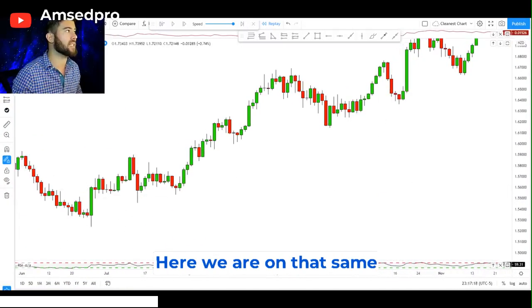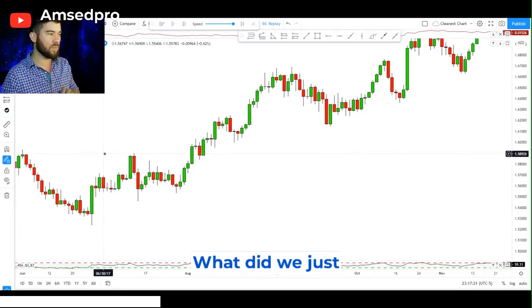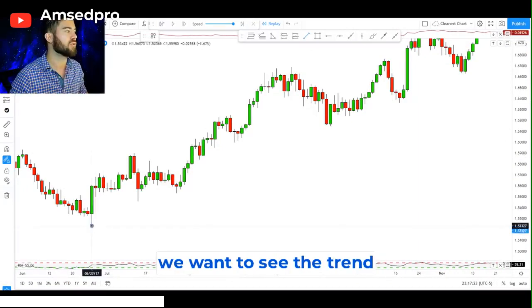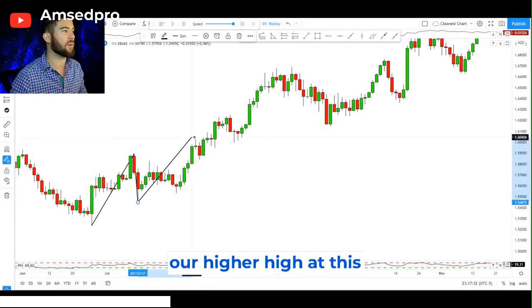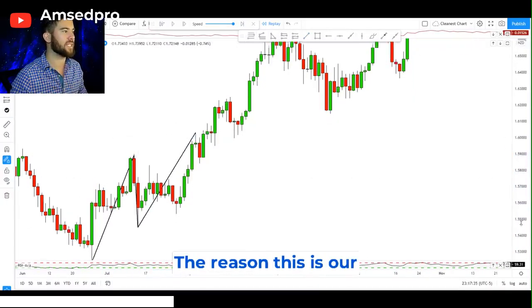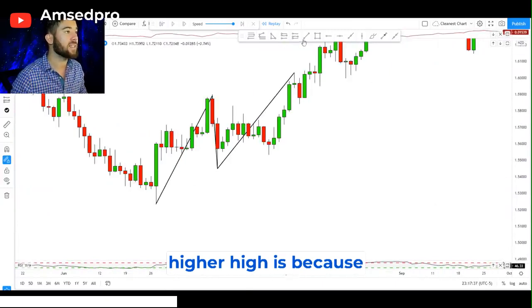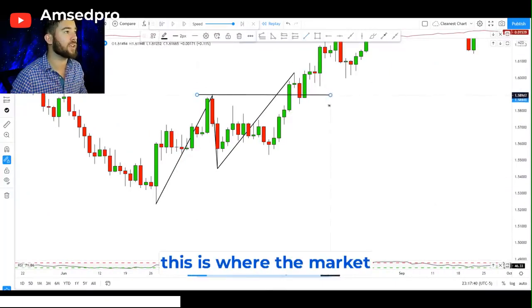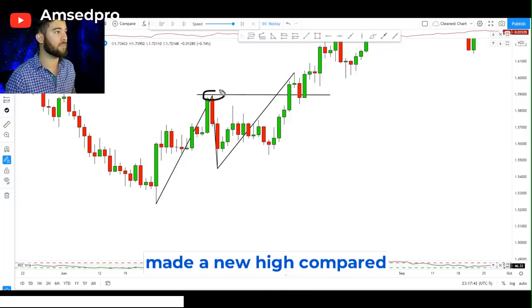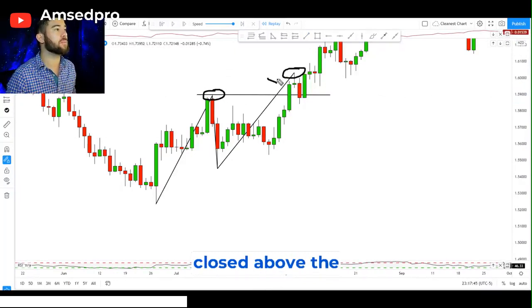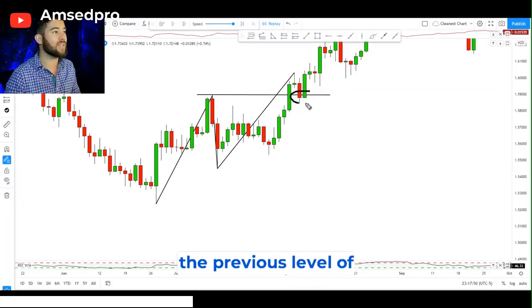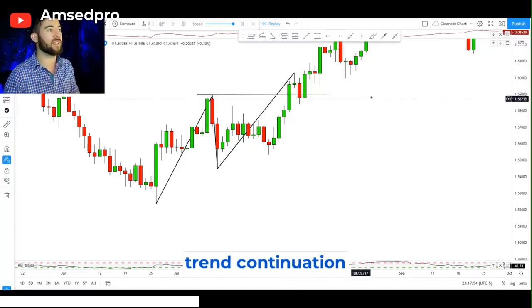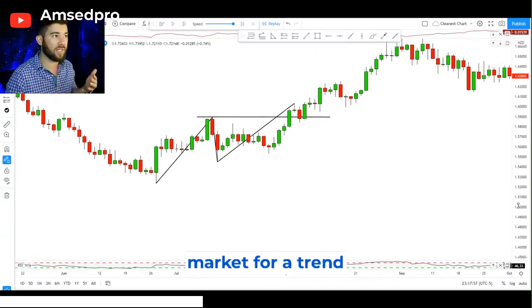Here we are on that same Euro New Zealand chart. What did we just discuss? Well, we want to see the trend start. So we have our low to high, higher low, followed by our higher high. At this point, the reason this is our higher high is because this is where the market made a new high compared to its previous high and closed above the previous level of resistance. With that being the case, the previous level of resistance is likely to become support for a trend continuation trade.